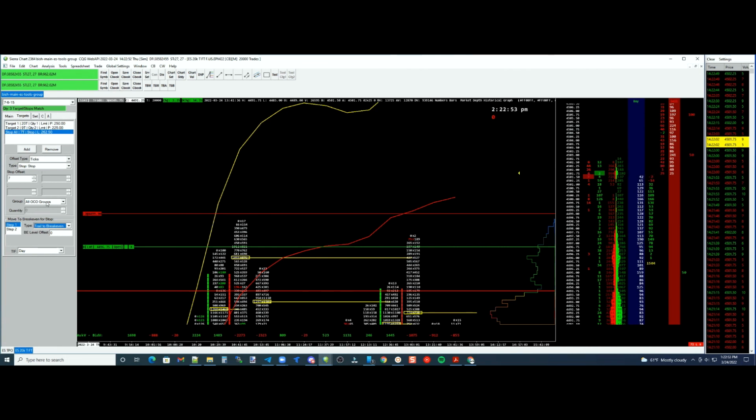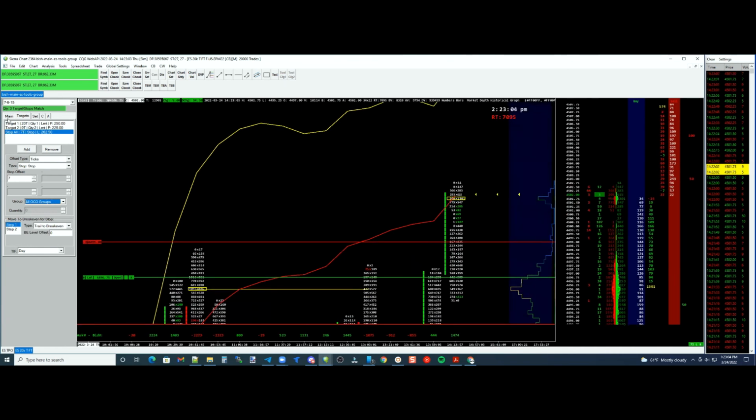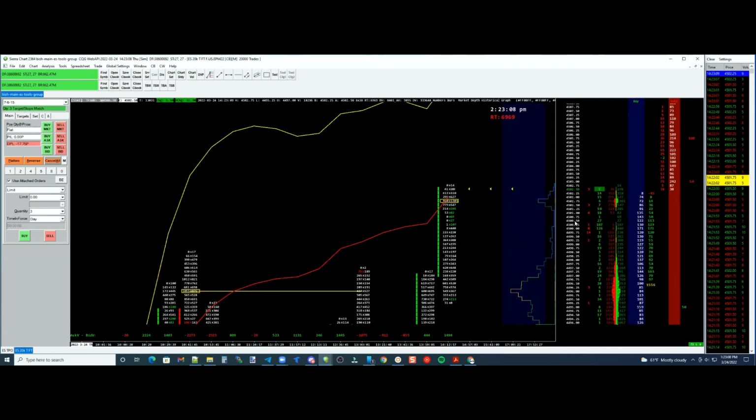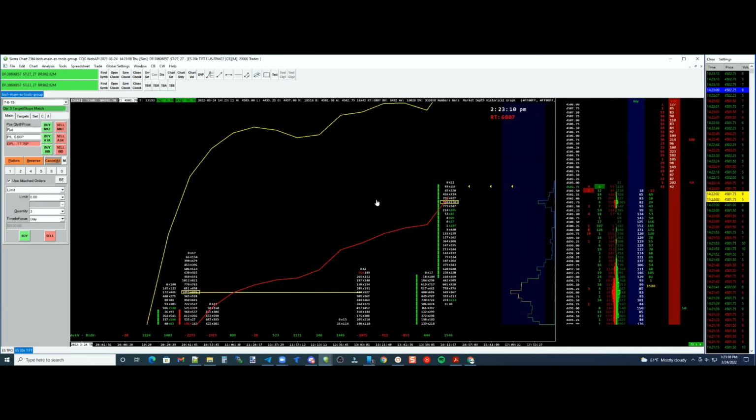I only had it set to my first OCO group. This has to be set to all OCO groups for a stop all, so you don't get left in this situation right here. Okay, so if I flatten out right here, we've got some poor structure. Look how big the market is. We haven't seen that in a long time. 1700 stacked on the bid.